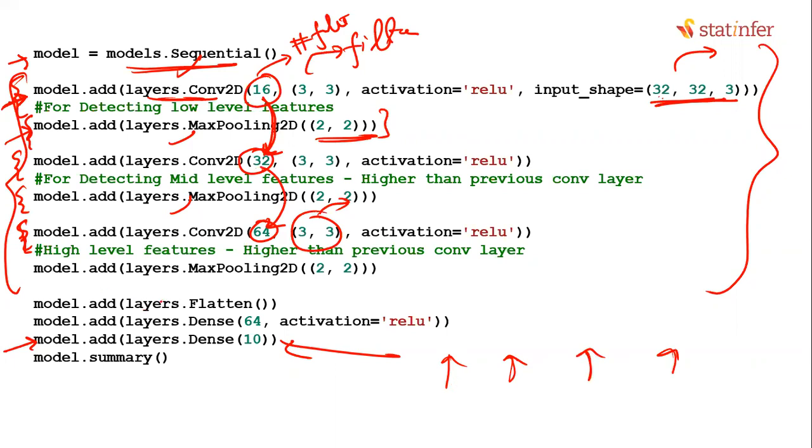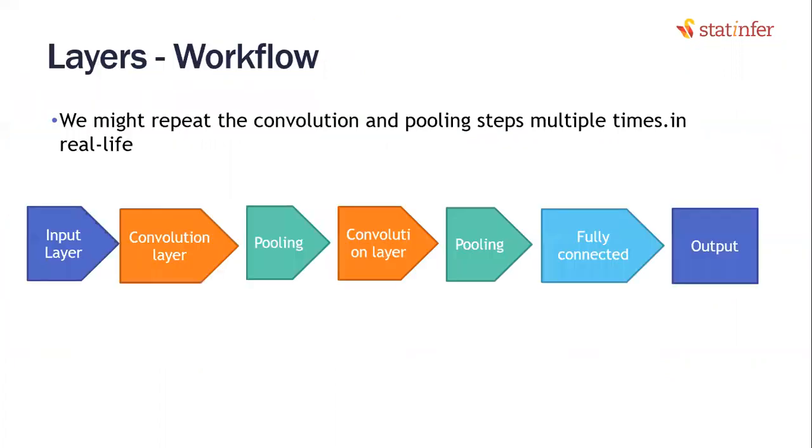Before that, which layer do we add? Before going from convolution to the final output layer, this is the Flatten. We flatten it and we add one more hidden layer. Tell me how many hidden nodes are we adding here in this hidden layer? 64. That's what is usually the structure. Input layer followed by convolution, pooling, another convolution, pooling, fully connected and output.